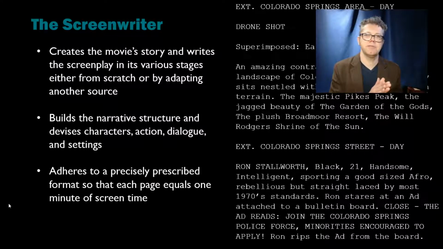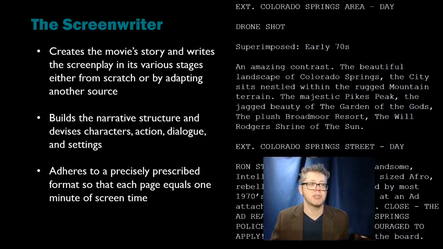The screenwriter creates the movie's story, writes a screenplay in its various stages, either from scratch or by adapting another source. And in this particular case, we are definitely looking at an instance where it's the adaptation of a source, right? And the screenwriter puts all of this content together, building the narrative structure, devising characters, action, dialogue, settings, and then the filmmaker has to take that and somehow realize it, right?